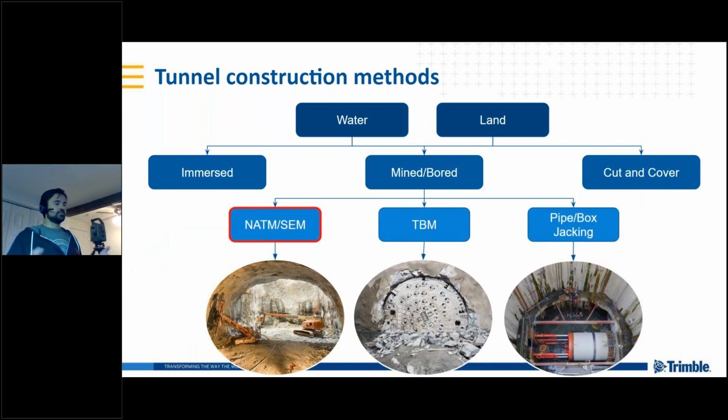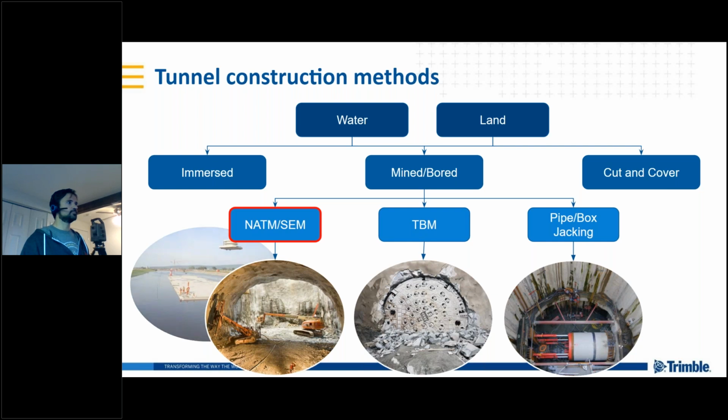Three categories. The first two are probably some of the other most prevalent methods used. The left-hand side is the NATM and sequential excavation method, and that's what we'll be talking about today. And then in the middle is the TBM or tunnel boring machine method, one of the fastest growing and popular methods of tunnels, as well as pipe and box jacking, which is used a lot in microtunnels and smaller diameter tunnels.